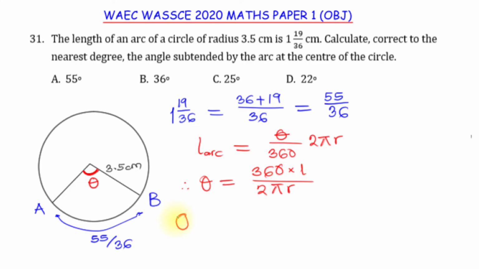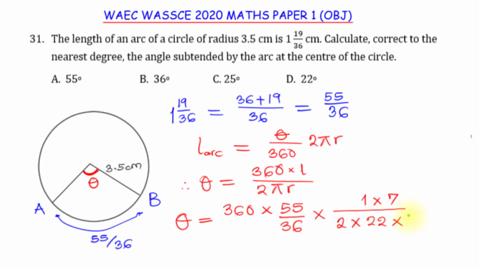Now let me just put in all those values. 360 times the length of the arc, that's 55/36, now times 1 over 2 pi r. We have 2 times pi, originally 22/7, but because we are dividing, we are now putting it as a denominator. That will now be 7/22, then multiplied by the radius. The radius was given as 3.5. So this is what we need to evaluate. Let's try and do this manually.